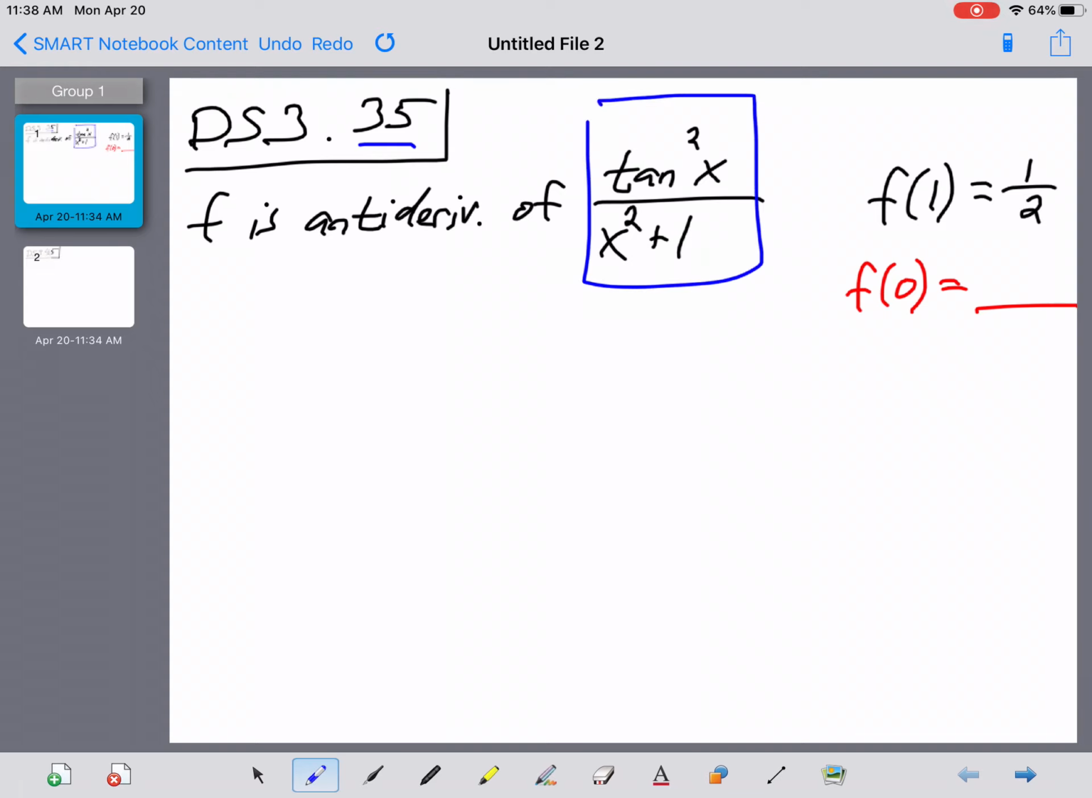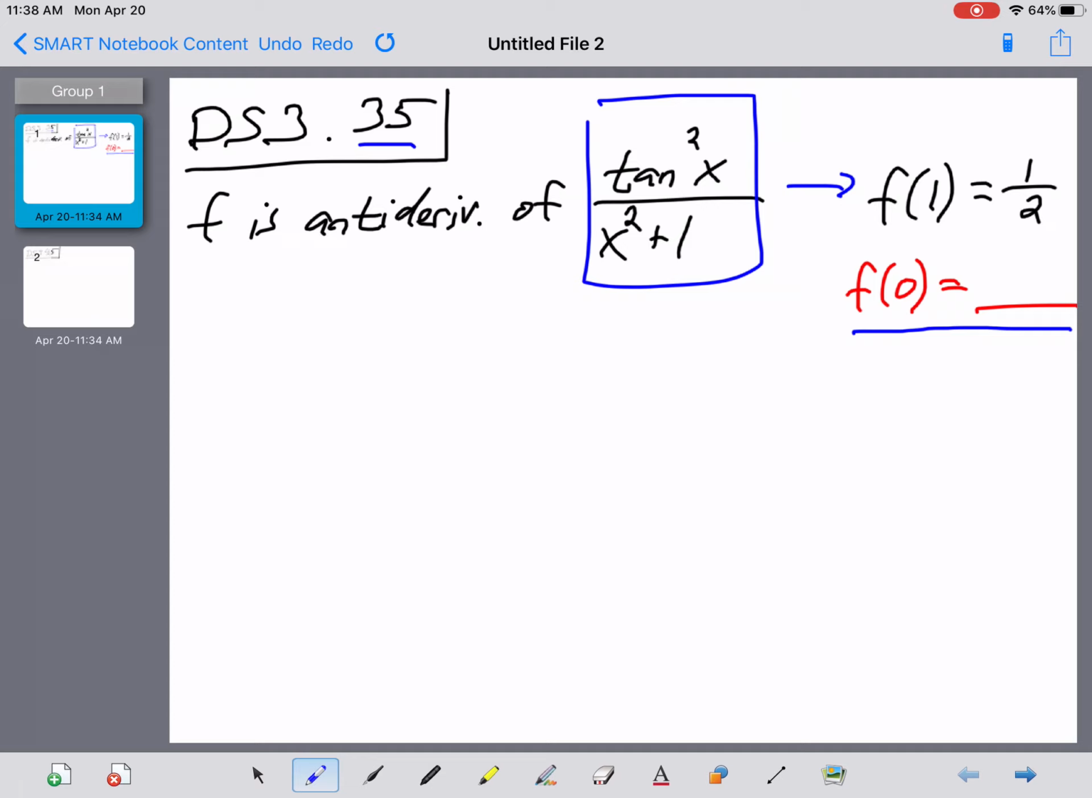plus 1, such that f of 1 is equal to 1/2. So they gave you that, and we're supposed to come up with the value of f of 0 right over here. I actually kind of misinterpreted this when I looked at it at first. I saw this expression right here of the tangent squared of x over the x squared plus 1, and I got to thinking about some type of u substitution problem with the recognition right there that 1 over x squared plus 1 is a derivative of something related to tangent.